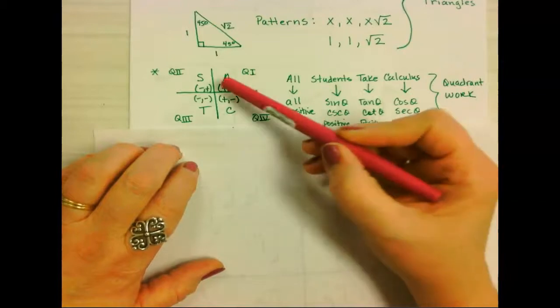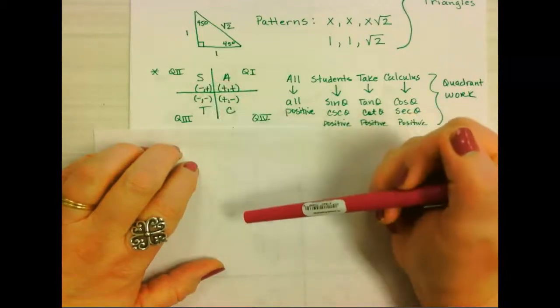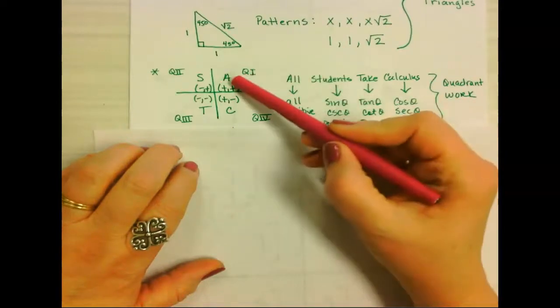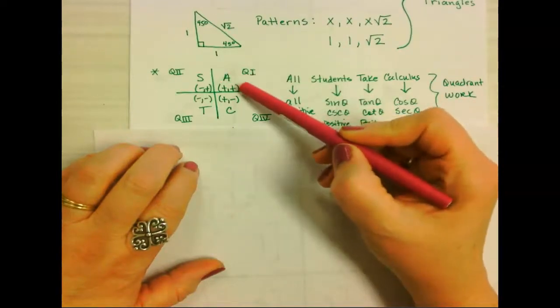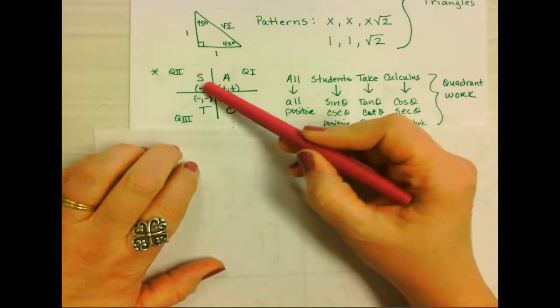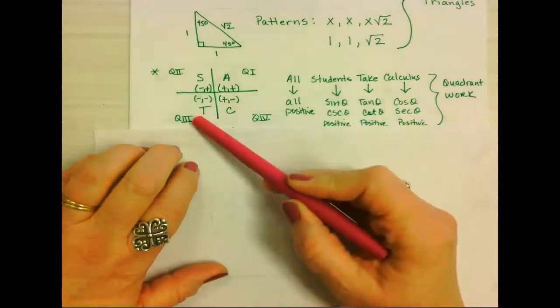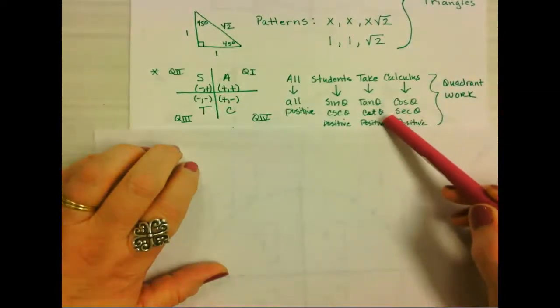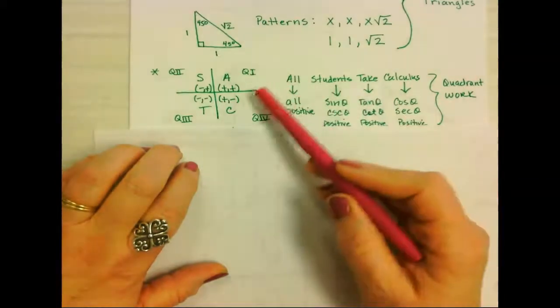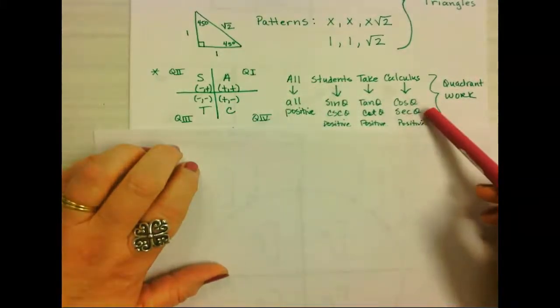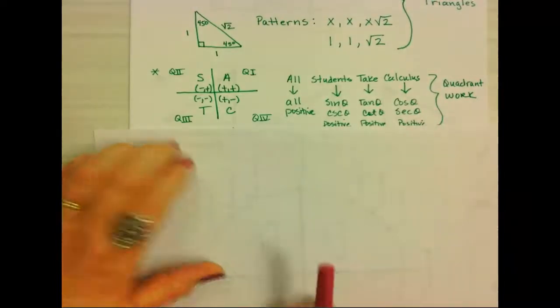We have a saying, all students take calculus, that helps us know in each of those quadrants what trig functions are positive. So the A means all trig functions are positive in the first quadrant. In the second quadrant, it's just sine and its reciprocal cosecant. And then in the third quadrant for the T, it's tangent theta and cotangent theta. And then in the fourth quadrant, it's C, which stands for cosine theta and secant theta. And those are the things that are positive in each quadrant.